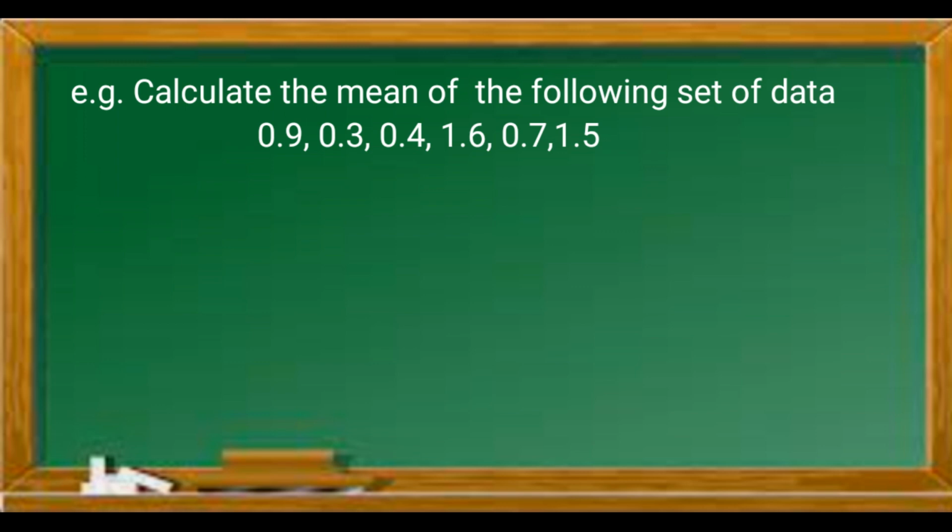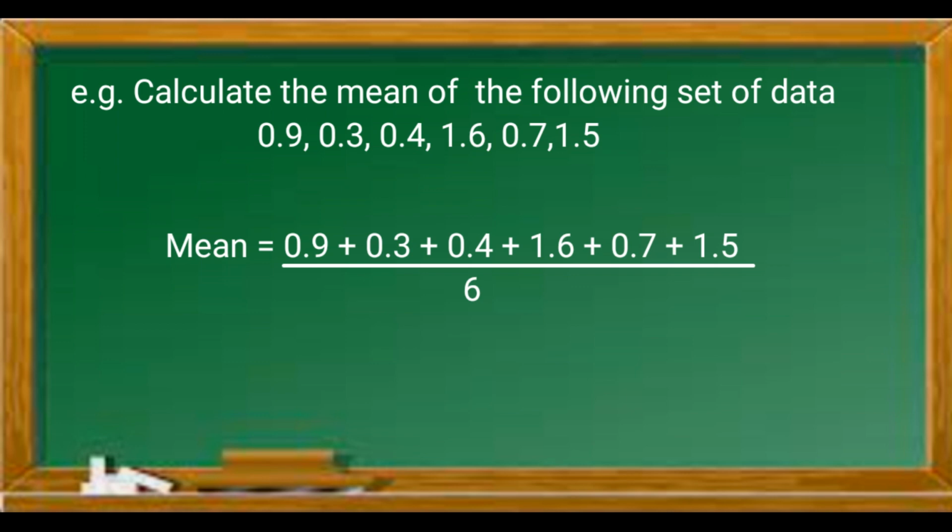Example 1. Calculate the mean of the following set of data: 0.9, 0.3, 0.4, 1.6, 0.7, and 1.5. So first we add all the data. We'll get 5.4, and we divide by the number of data, which is 6. 5.4 divided by 6 is 0.9. So the mean is 0.9.